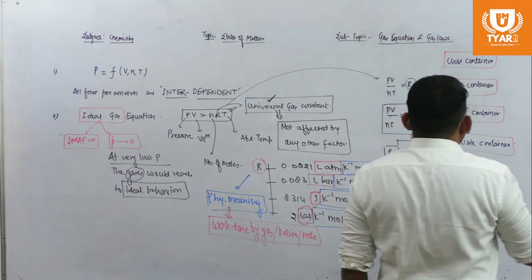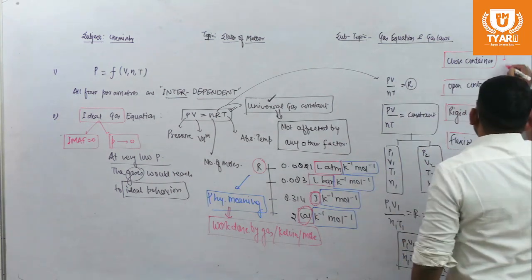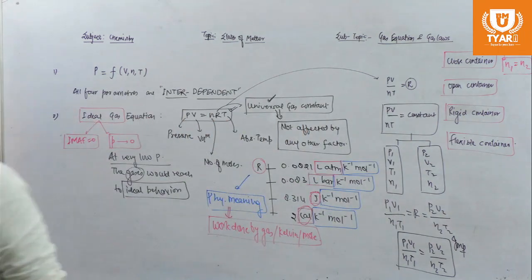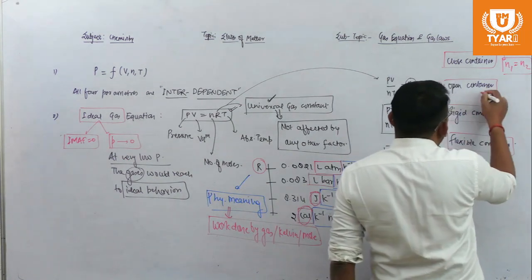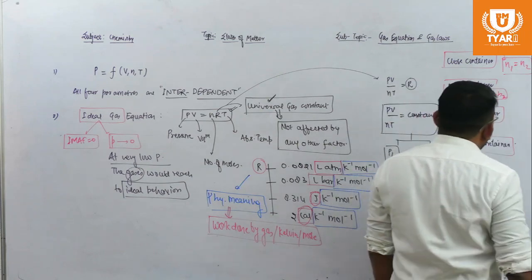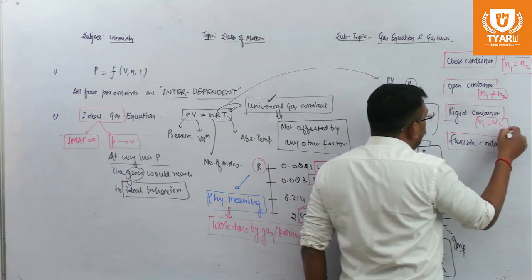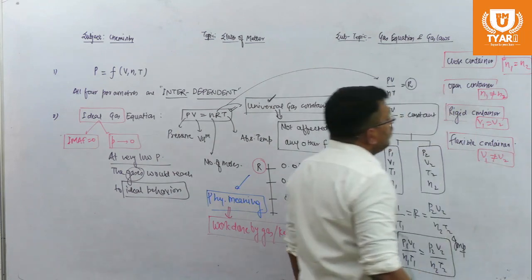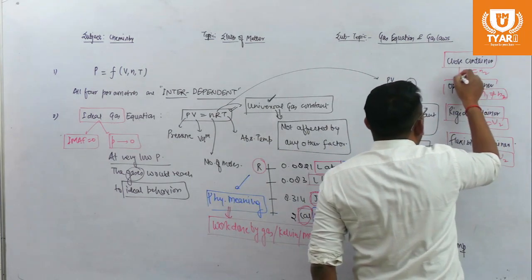Closed container means the gas is trapped, and if the gas is trapped, their number of moles are equal. Open container, the moles are not equal. n1 is not equal to n2. Rigid container, volume V1 equals volume V2, and flexible container, volume V1 is not equal to volume V2. These are some simple meanings. I'll write here, n1 is equal to n2.